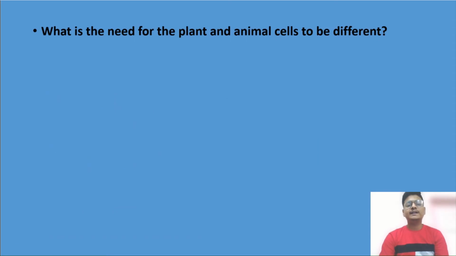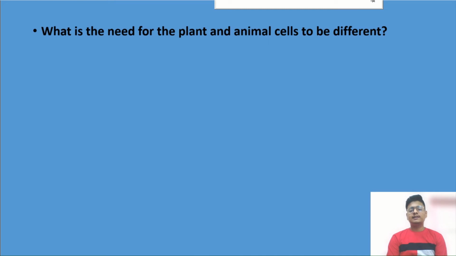Okay students, what is the need for plant and animal cells to be different? You have to compare why these two need to be different, and write the answer in the comment box. Till then let me tell you the answer. These have to be different because plants are not like us, they cannot move, they are stuck over there. And the plant cell has a cell wall because it protects them.